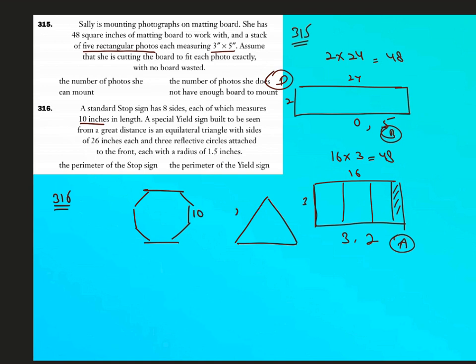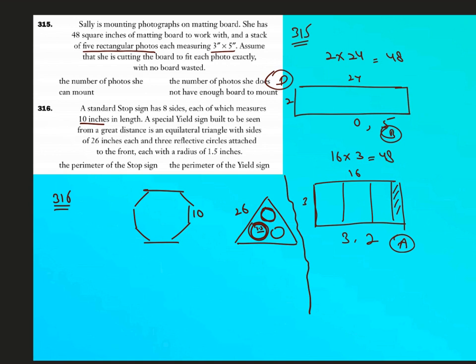This is 10 each. This is 26 each. And it has 3 reflective circles attached to the front. Now when they're saying to the front, it actually means on the triangle. These have radius of 1.5 each. So that's 1.5. Now given this information, we have to compare the perimeter of the stop sign to the perimeter of the yield sign. Now just one thing, these circles will not be counted for the perimeter because they're not outside the boundary of the triangle. Perimeter is sum of all boundaries. These do not make any boundary for the yield sign.